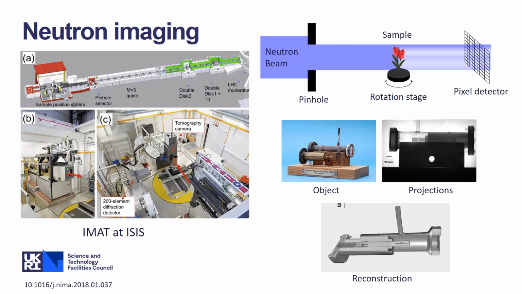So from that, you can put your object in, you get projections. You can kind of see what the object is. These are the sort of shadow images from the attenuation of the neutrons. The next thing you can do is reconstruction, where you take a series of those projections from a rotated object and turn that into a 3D model. And this has lots of applications in engineering, in paleontology and archaeology, in plant sciences, all sorts of things.